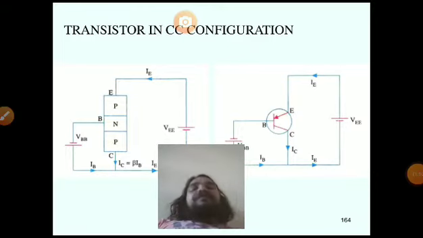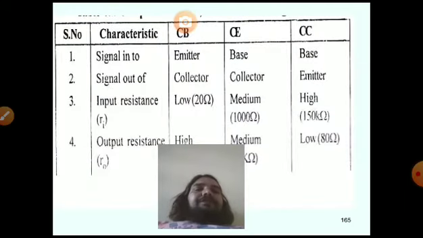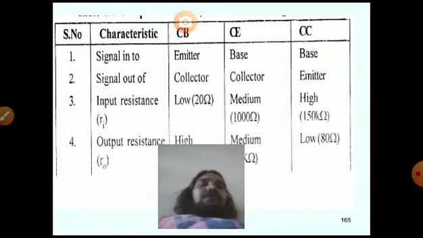Transistor in common collector configuration. In this configuration, the collector is commonly grounded, where IB is the input current and IE is the output current. This is the diagram of this type of configuration. Next, comparing the common emitter, common base and common collector.